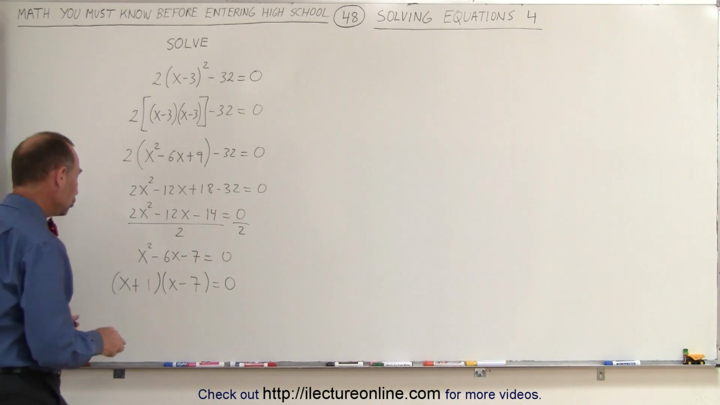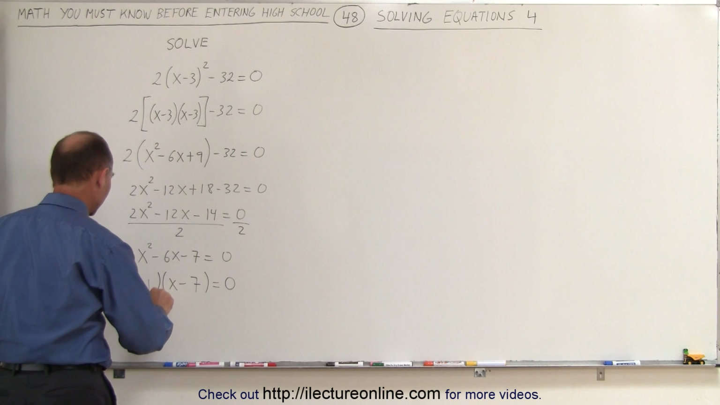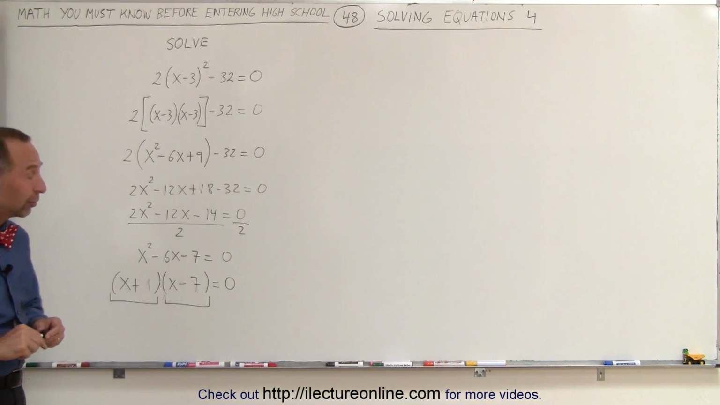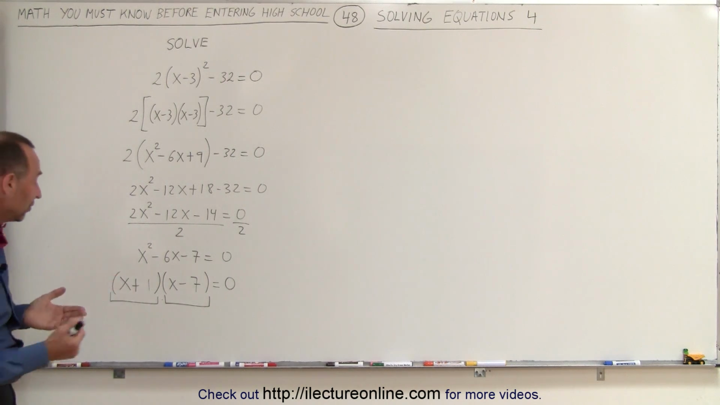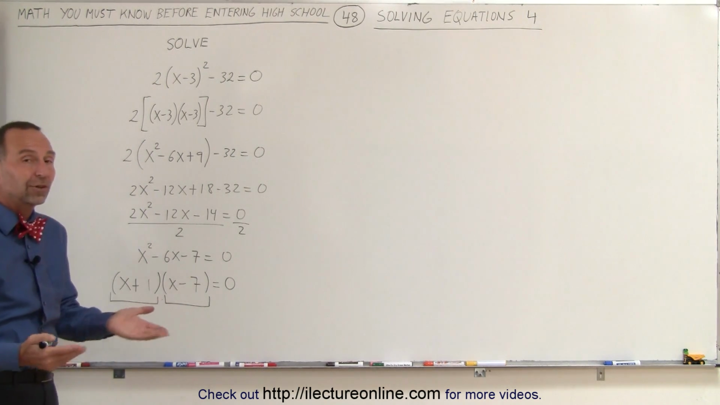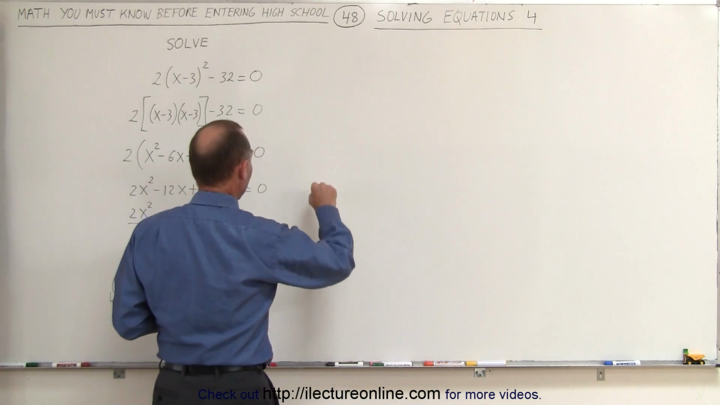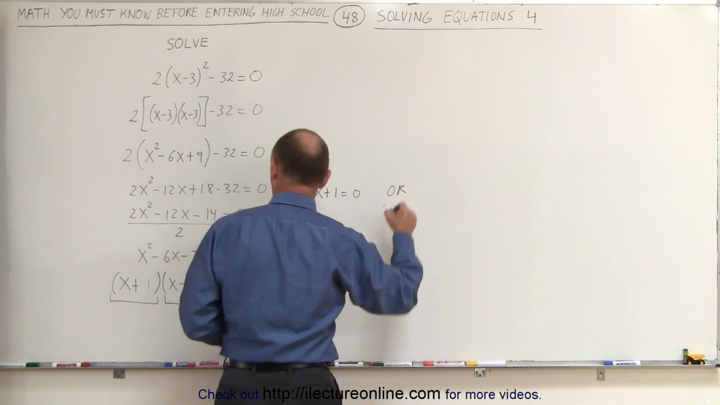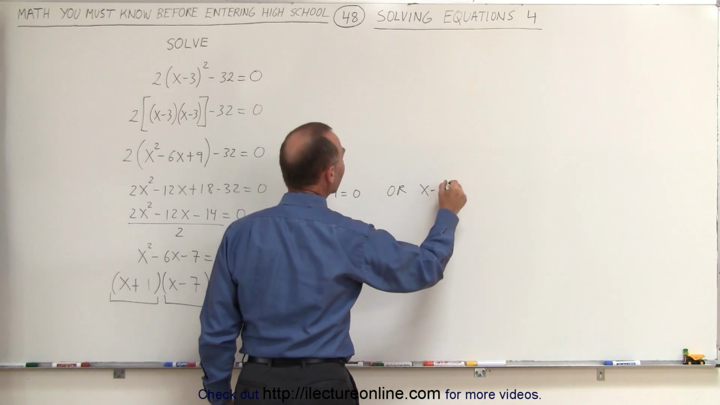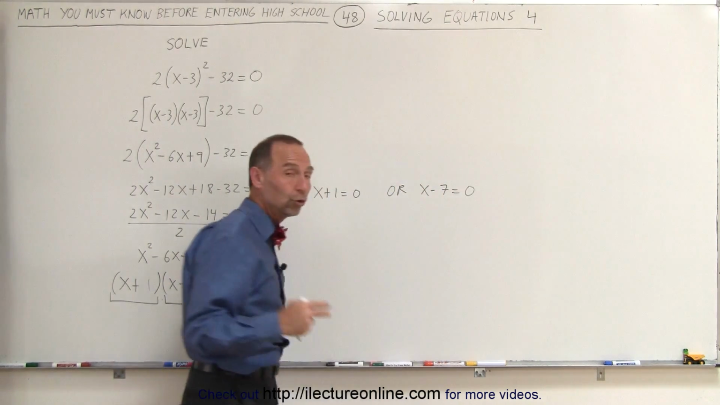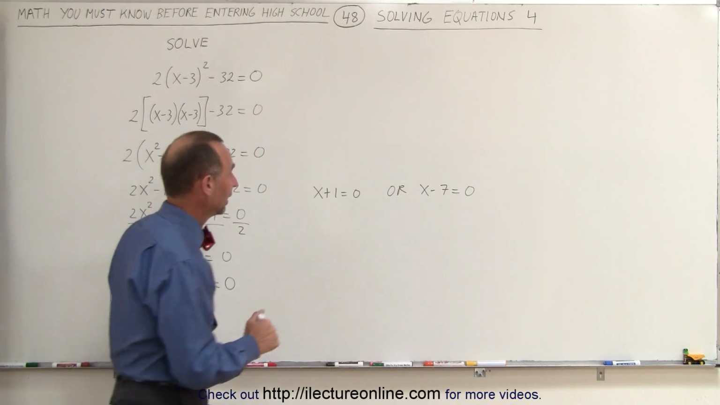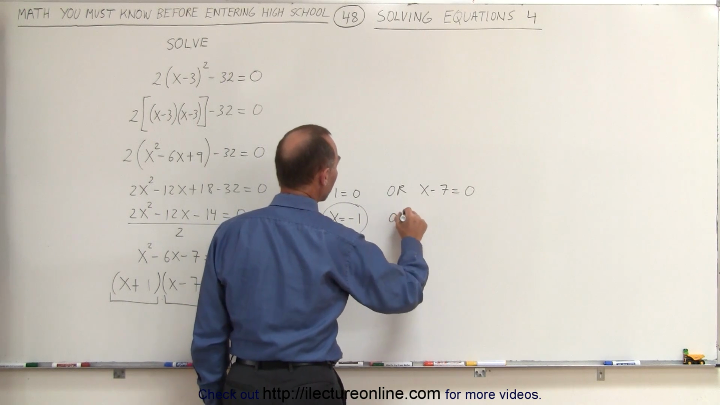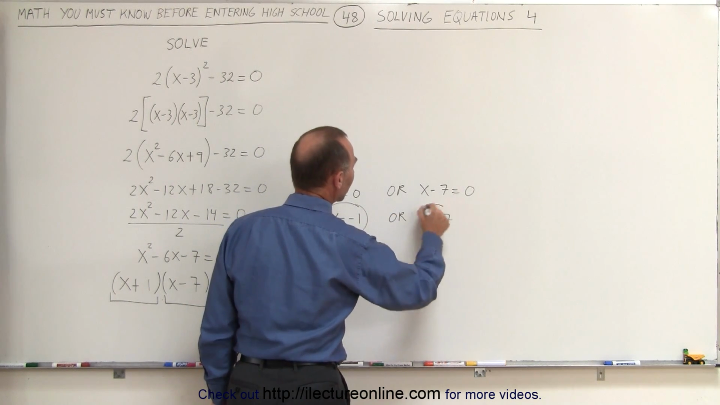Now we have two binomials multiplied together. This multiplied times this gives us 0. Whenever we multiply two things together and they give us 0, that means either the first or the second one must equal 0. Which means that x plus 1 must equal 0, or the other possibility is that x minus 7 equals 0. That leaves us with two possible solutions for x. Either x must equal negative 1, or x must equal 7.